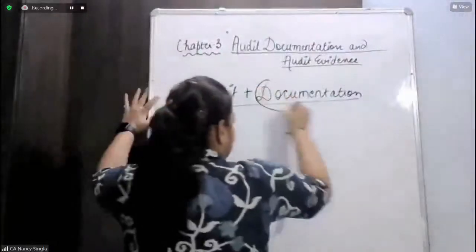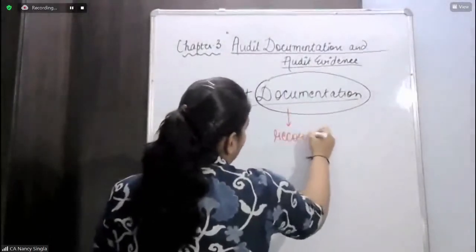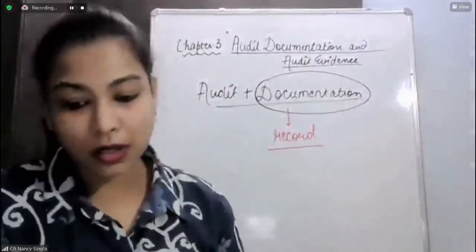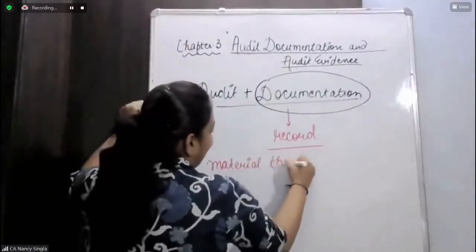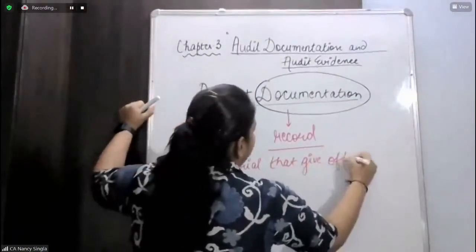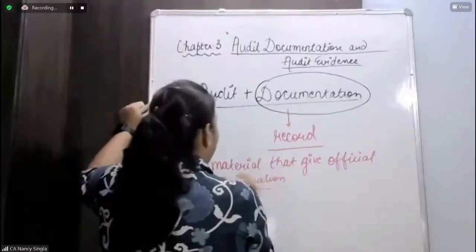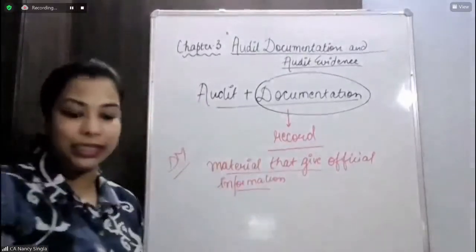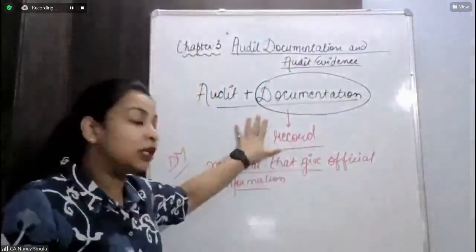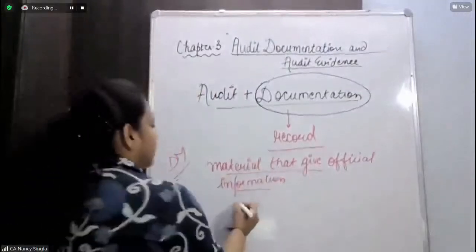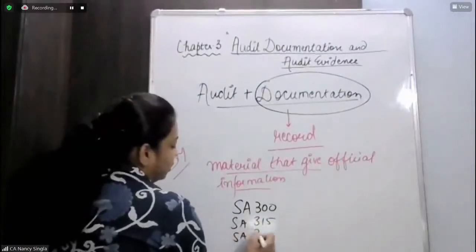So meanwhile, I get the answers, I tell you. See, the synonym of this word is record. And if you look at the dictionary meaning, it means material that gives official information, and the synonym is record, right?